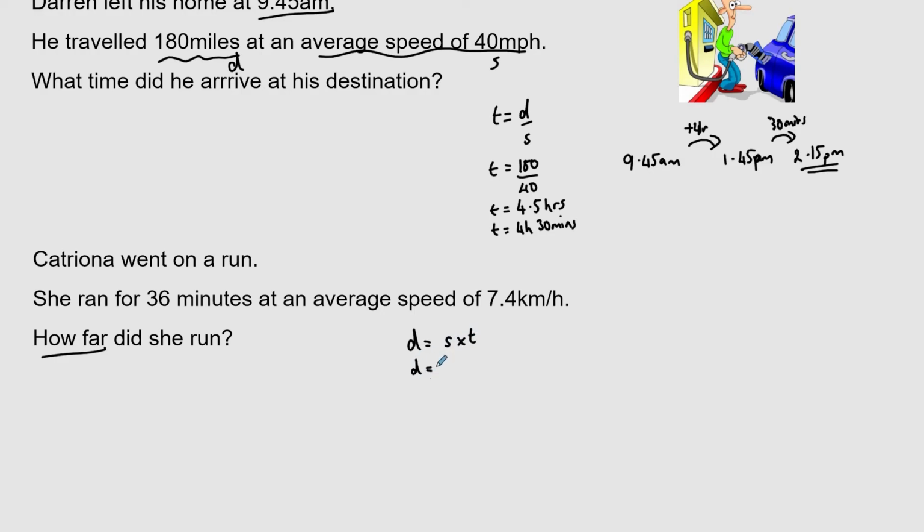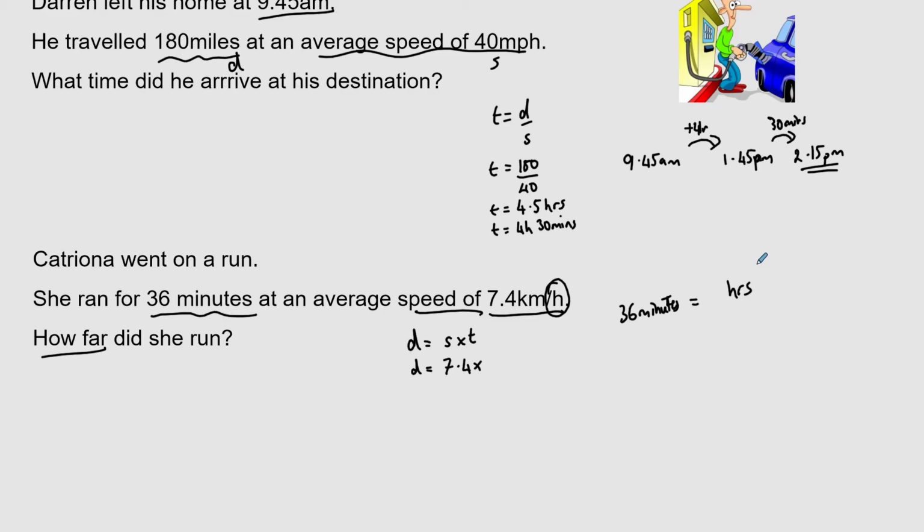The speed, our average speed, is 7.4 kilometers per hour. Her time, this is where you've got to be very careful. Her time was given in minutes, but it's kilometers per hour. So we've got to convert this 36 minutes into hours.